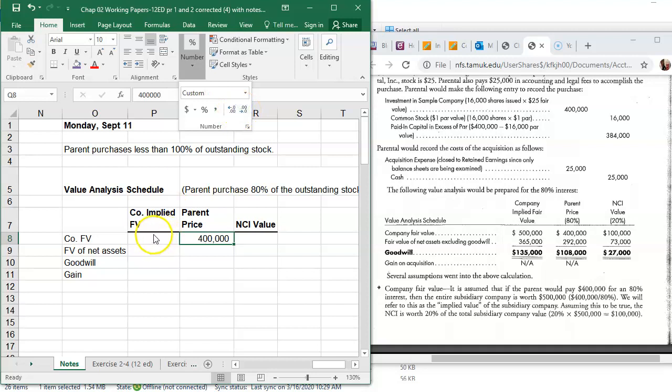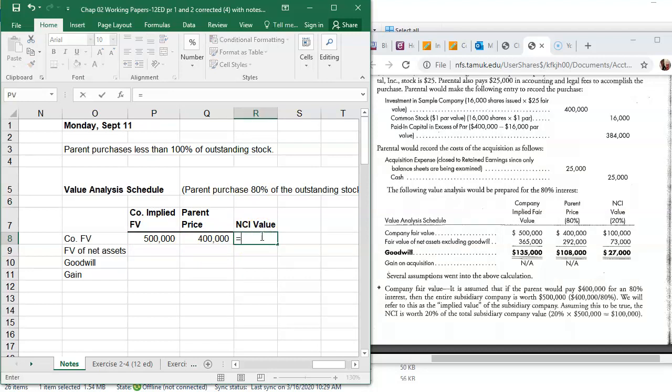We want to figure out first what the full implied fair value is. If they had bought the entire 100% of the outstanding stock, how much would they have had to pay for it? Well, you come over here to the company implied fair value, and you take what the company paid for 80% of it, and you divide that by the 0.8, or the 80%. So if they paid 400,000 for 80% of the company, then that implies that the company as a whole is worth 500,000.